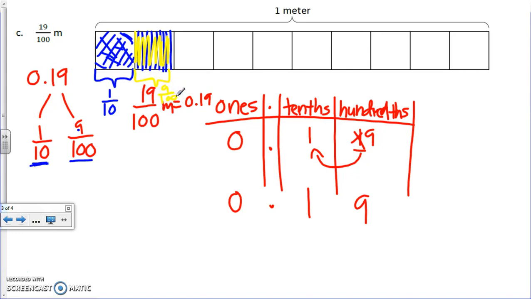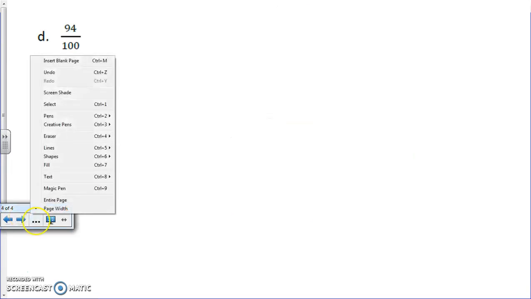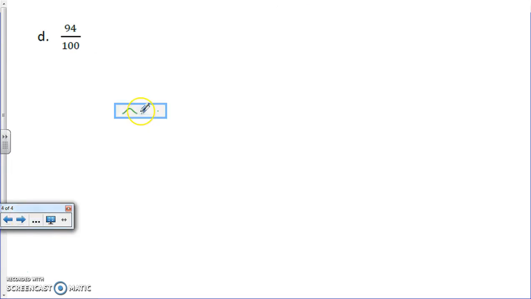So I've proven it using my tape diagram, I've proven it using a number bond, and a place value chart. At some point in this year, you're going to be able to use whatever method works best for you. We're just giving you as many strategies as you need.